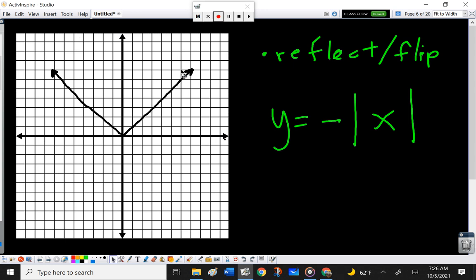Let me redo this. I'm just going to take this graph and flip it upside down. That's what I should have done at the very beginning. And I'll move it. And this is what the graph's going to look like if it has a negative in the front. It just flips it over the x-axis.